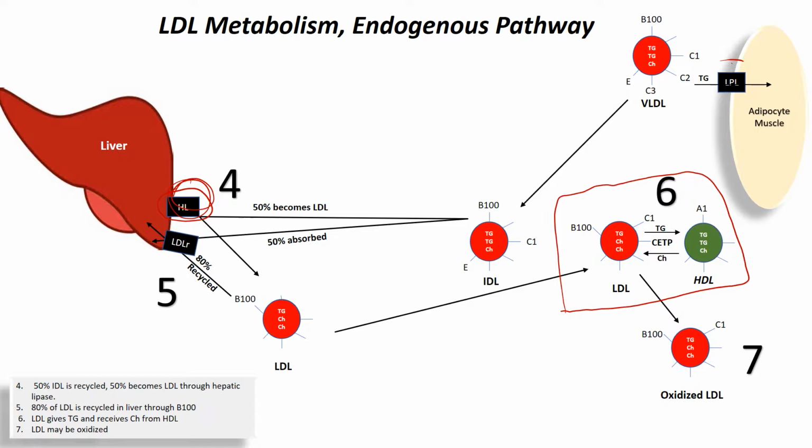So it encounters an HDL in the bloodstream, and through CETP, this LDL gets even more cholesterol, and it gives away even more triglycerides, and so it becomes more dense and more cholesterol rich through its interaction with HDL. Now notice the HDL is giving up cholesterol to LDL. That'll be important later when we talk about reverse cholesterol transfer, because we'll talk about where the HDL is getting that cholesterol from.